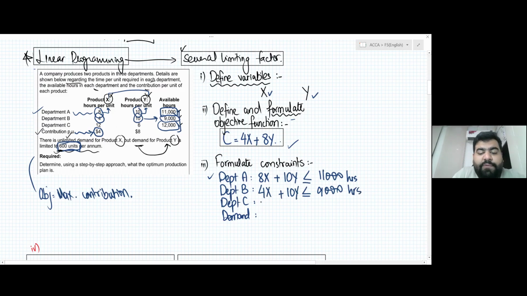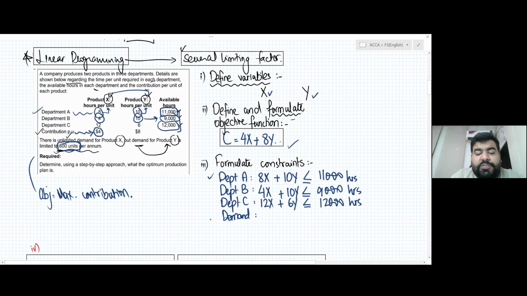Department C: 12x plus 6y is less than or equal to 12,000. You can utilize 12,000 hours or less.